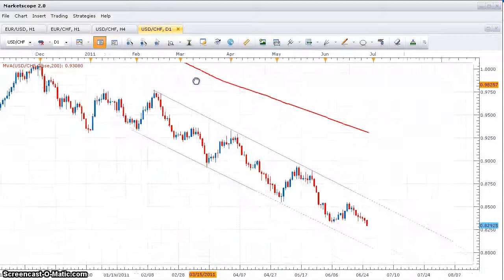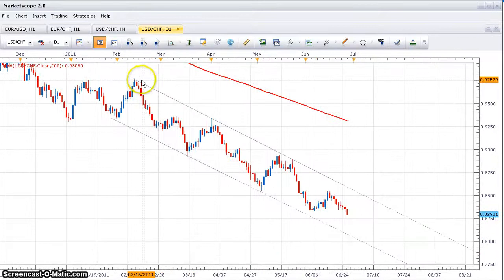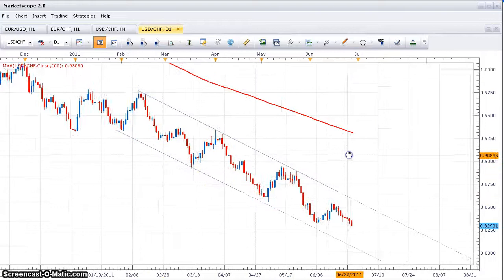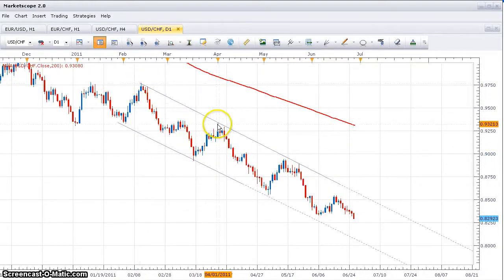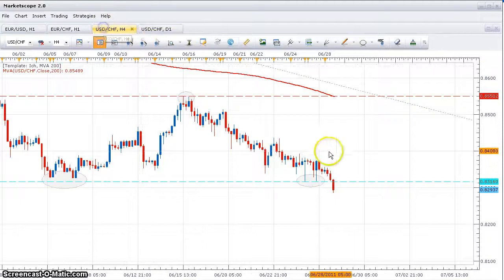It's been trending downward for quite a while. You can see these just simple trend lines I drew here. Hit this line a couple times, hit this line a few times here also. So it's definitely the downtrend, making lower highs and lower lows. Move into the 4-hour chart.